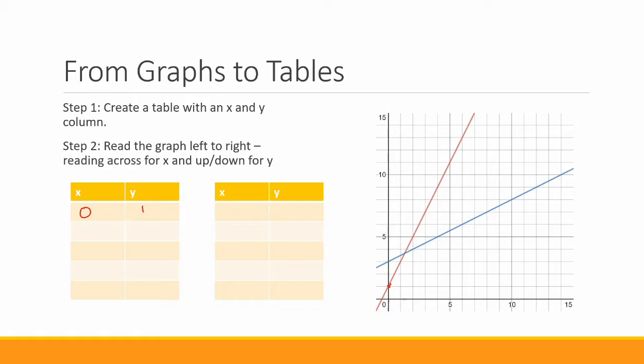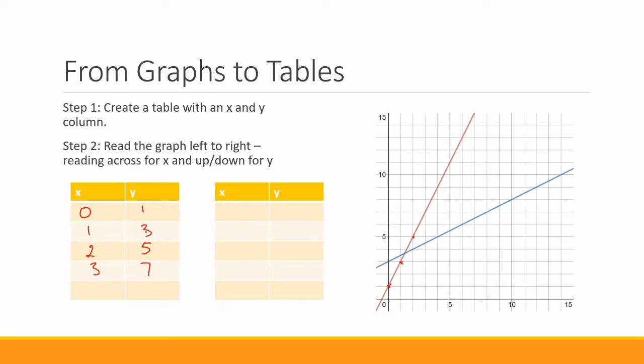If I go across to 1 in my X, and I go up 1, 2, 3, I have a value of 1 and 3 for this point here. Here now X is 2, and my Y value is 5. Now I'm going to just do one more. X is now 3, and my Y is 7.